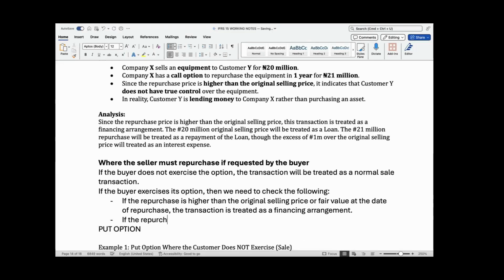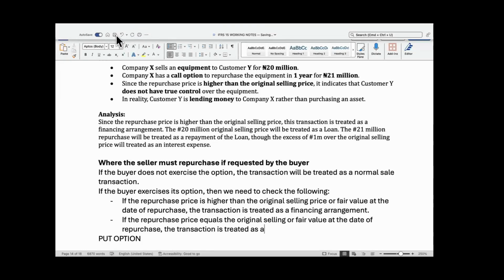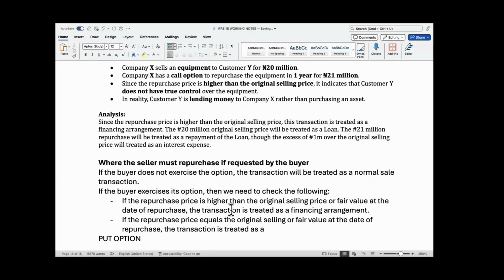But what you now have is, in this case, you can have a situation where the purchase price equals the original selling price or fair value at the date of repurchase. Then the transaction is treated how? How do you think we should treat this one? Let me engage you guys a little bit. Let me see if you're following. How would you treat this one? As a sale. Thank you very much. It's a normal sale transaction. That's perfect.